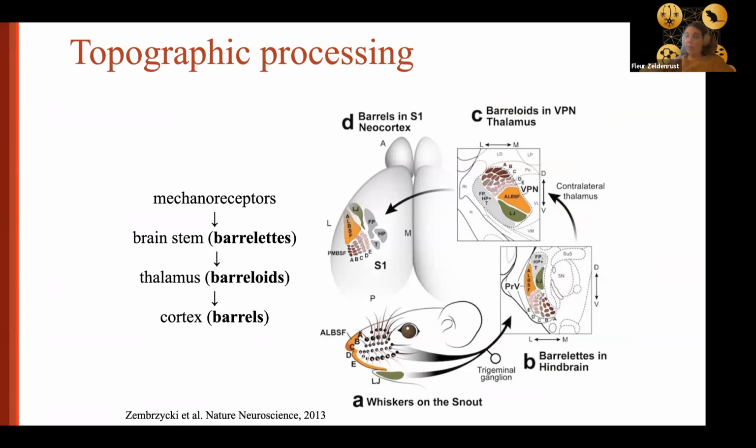Then it goes to the thalamus, where it also has this topographic organization, where they're called barreloids, which you see in C. And then it goes to a part of cortex, the somatosensory cortex, where they're called barrels, which we see in picture D. So it's easy to target the correct area of the brain, because it conserves this topographic structure. You can really see in the brain which part belongs to which whisker.